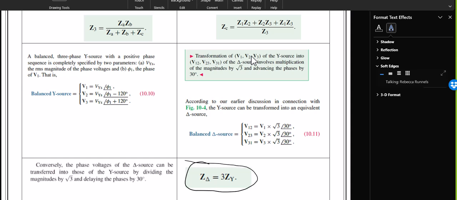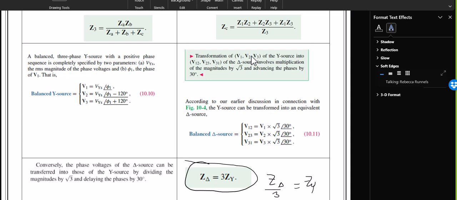So for the delta circuit, the impedance is 3 times the Y impedance, if you are transforming a Y to delta or delta to Y. That's the relationship. I didn't add it on here because I figured y'all could probably figure this out, but if I take Z delta over 3, that equals ZY. So I didn't add that as a separate formula.